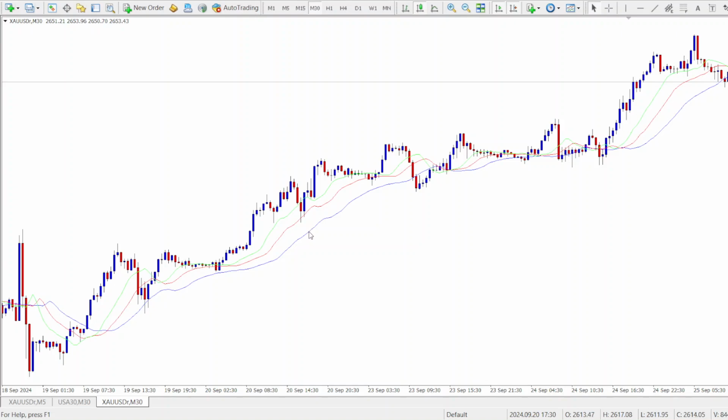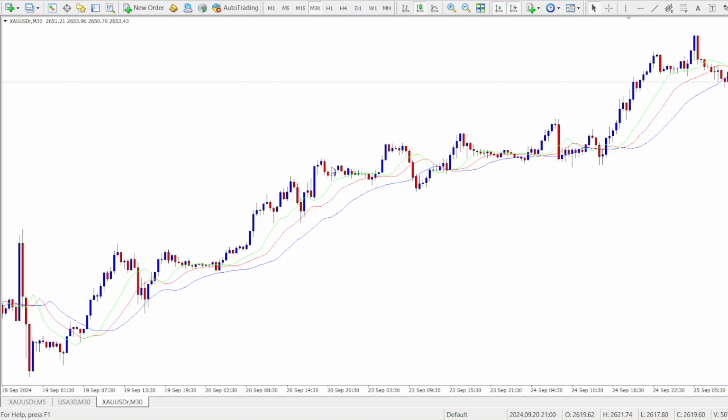The teeth, being the red, is typically the shorter moving average, which is usually an 8 period SMA. This is an 8 SMA, this is a 13 SMA, while the green, being the lips, is usually a 5 SMA, and the lips is usually the shortest SMA among the three.